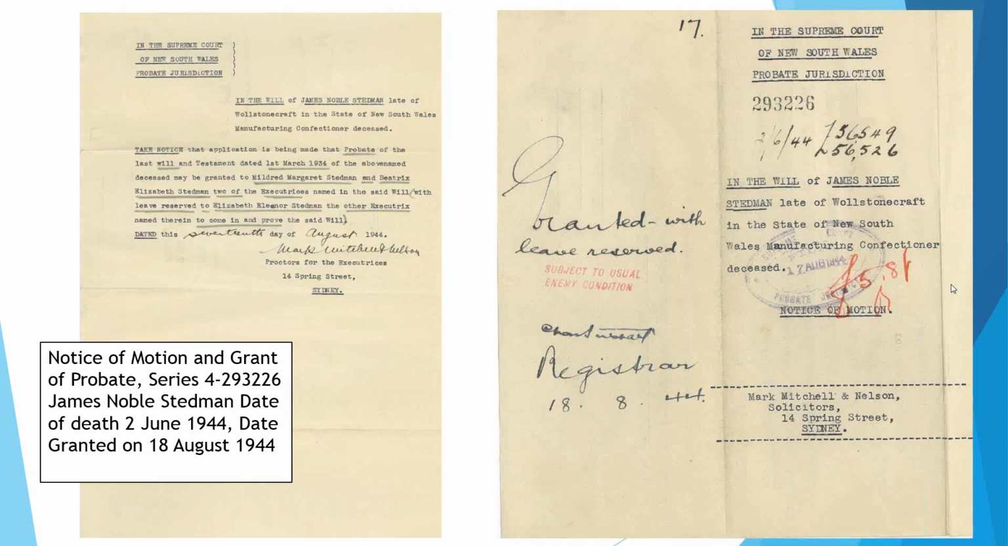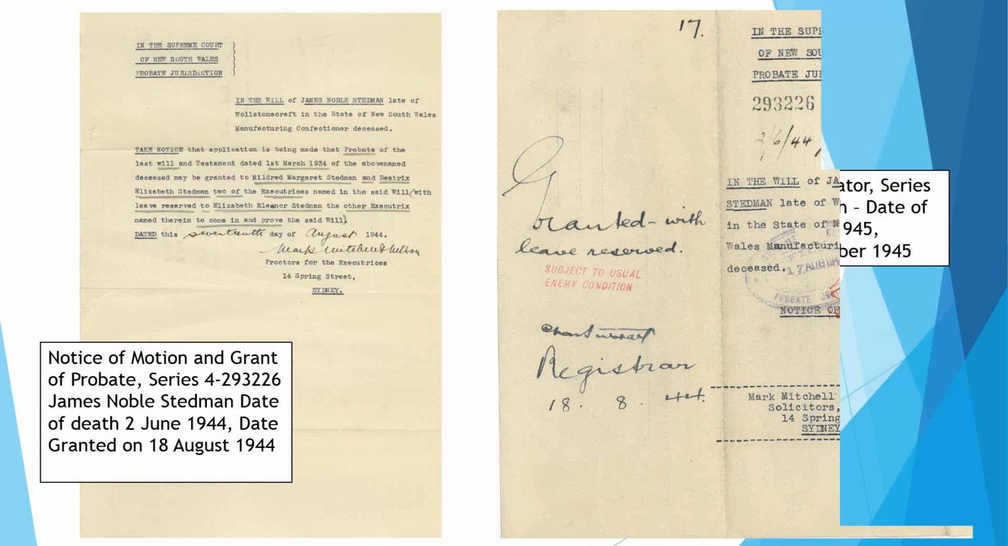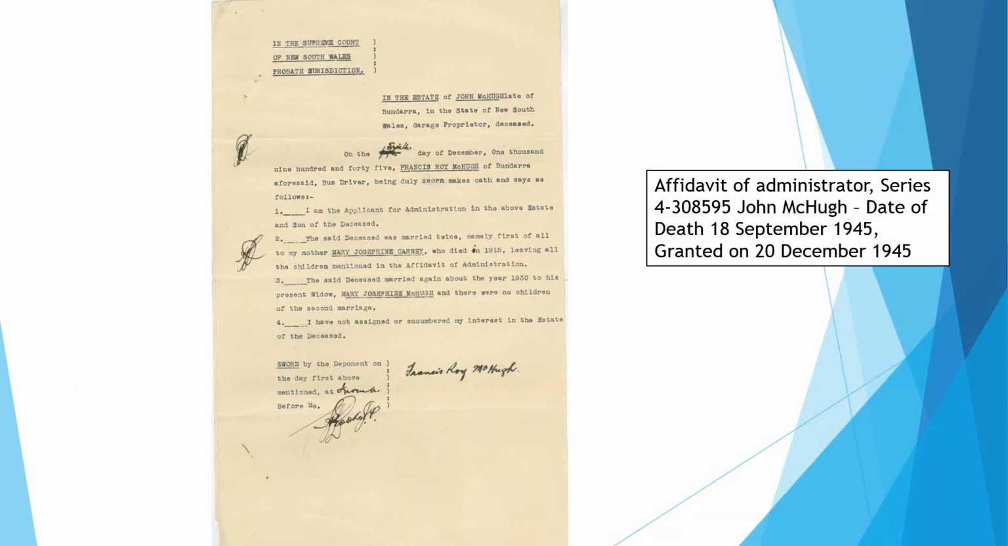The next documents are quite interesting. So here we've got the notice of motion by the executrices, which is the wording on the left-hand side there, and on the back of that form is the comment granted and the date that the probate was granted. And this is the grant of probate. So it's not a special typed up sealed document or anything like that. It's usually an annotation on the back of the notice of motion, which is something to be aware of there.